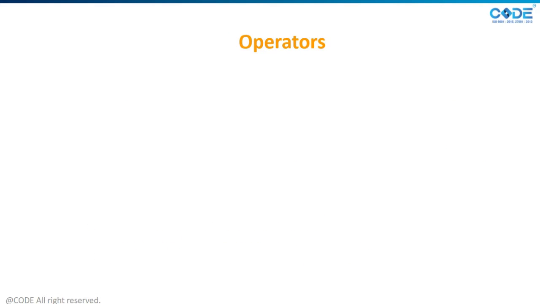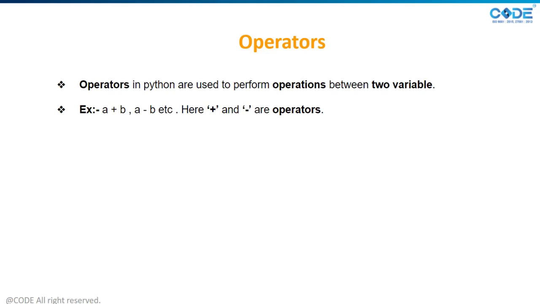So our next topic is operators. Operators in Python are used to perform operations between two variables. Example, a is a variable, b is a variable and plus sign is an operator. So we can write a plus b. Now similarly in a minus b also a and b are variables and minus sign is an operator.